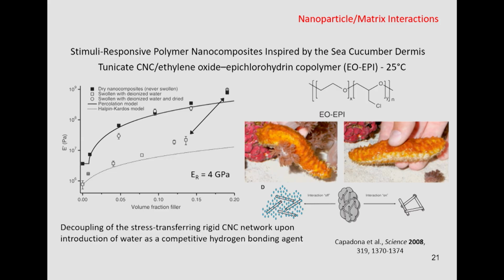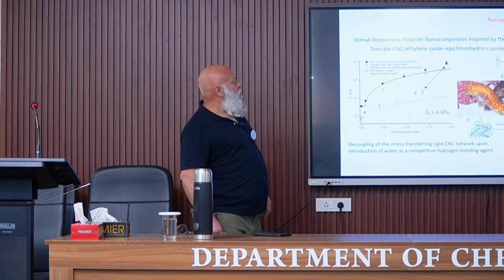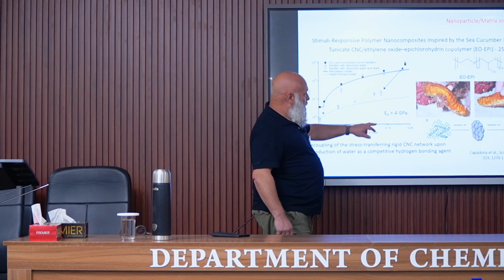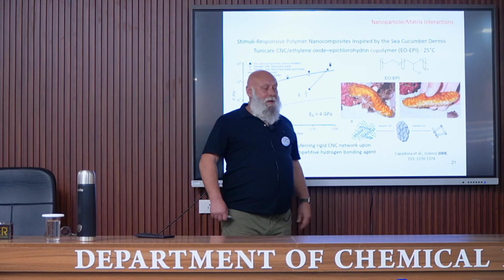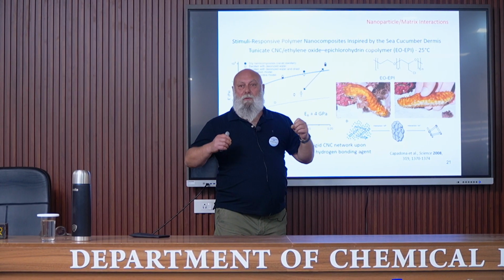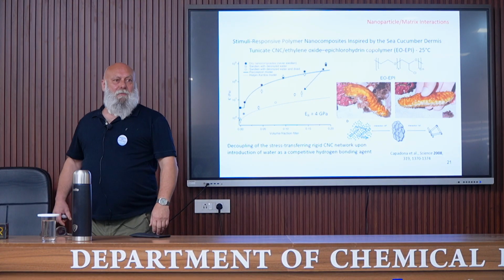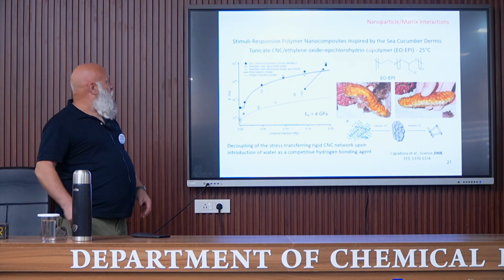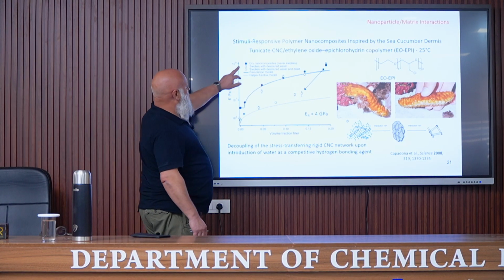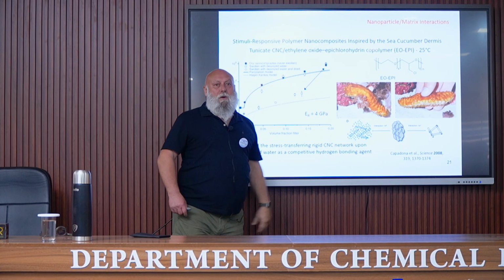This is an interesting work that has been performed by a colleague at the University of Fribourg in Switzerland. They tried to mimic the dermis of sea cucumber. Sea cucumber is this animal. It can be very soft, but very fast it can be very stiff. And this is due to some nanorods made of collagen. And he tried to mimic this behavior, and for this he used tunicin or tunicate nanocrystals and this copolymer as the matrix.